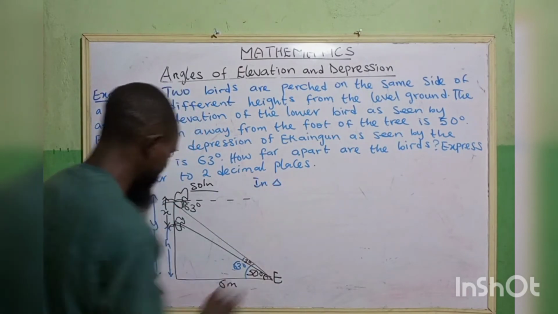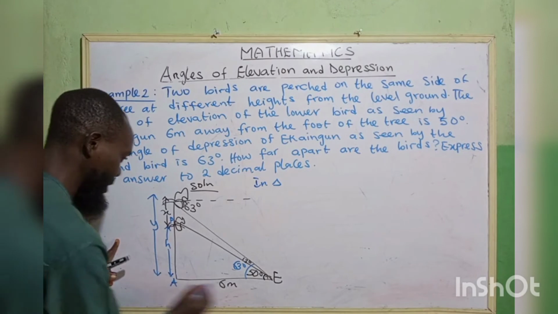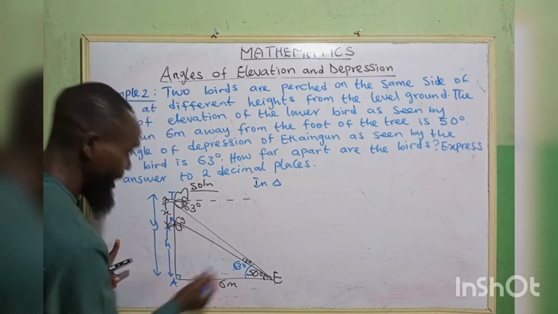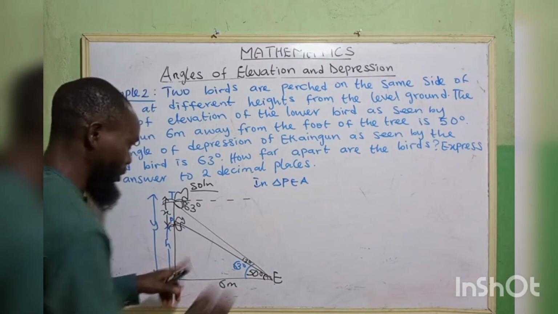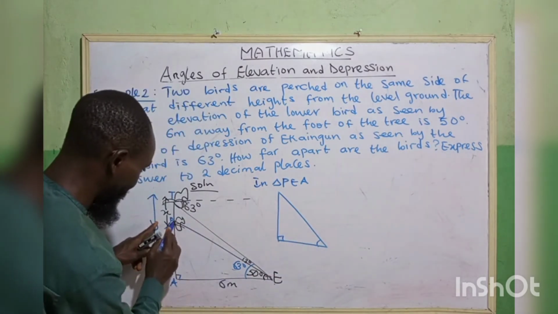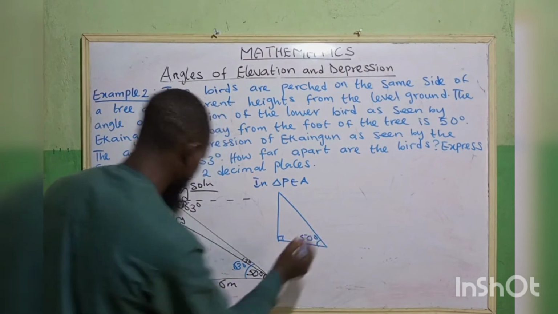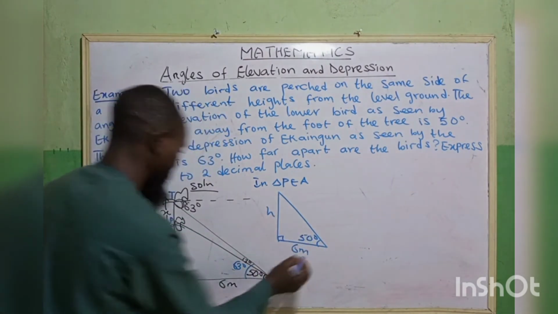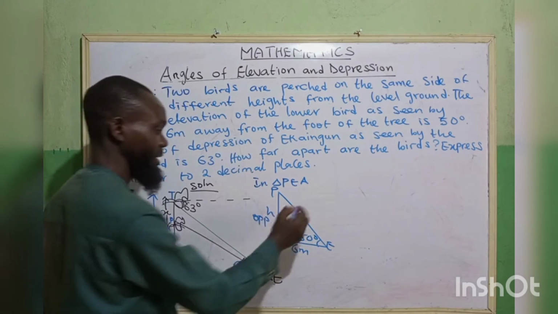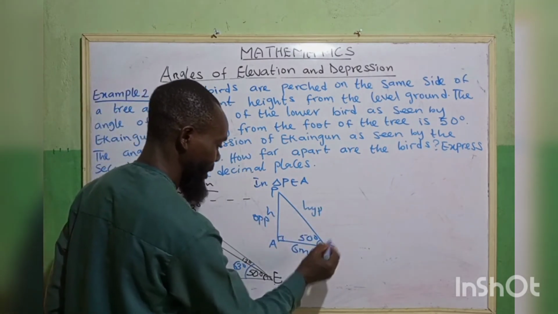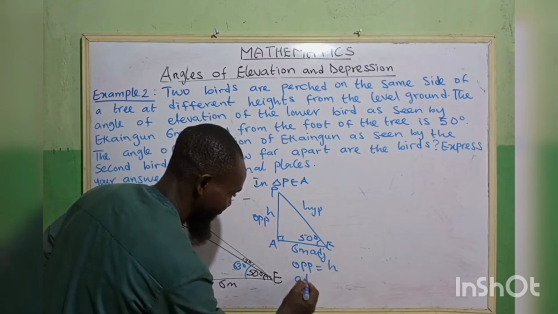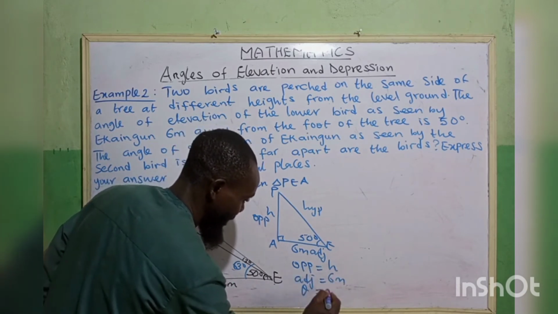In triangle P, E, A, I'm going to draw the triangle out this way. So the angle here, look at it like this, is 50 degrees. The height is h. This is 6 meters. So I have P here, A here, and E here. So this is my opposite, hypotenuse, and adjacent. We have our opposite as h, my adjacent as 6 meters, my angle theta at 50 degrees.